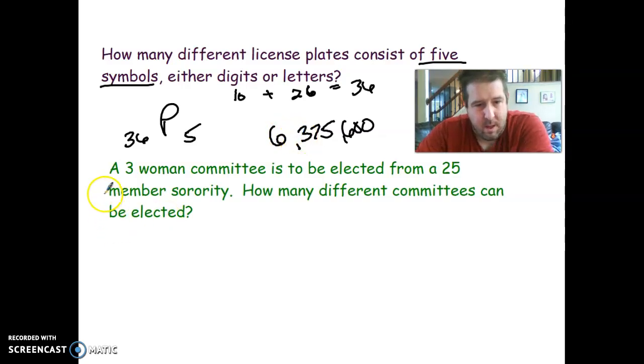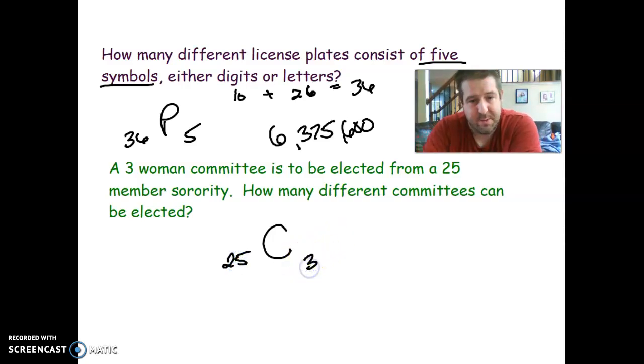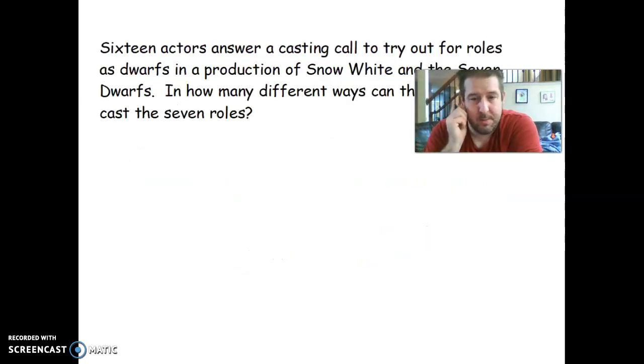larger number. A 3-woman committee is to be elected from a 25-member society. How many different ways can you elect a committee? Well, it doesn't really matter if you're chosen first or last. If you're chosen, you're on the committee. So the order does not matter. Whether or not you get chosen first or second or third doesn't matter. So this is definitely a combination. There's 25 people to choose from, and you're choosing 3 of them. So 25 combination of 3 choices is 2,300 different ways you could choose a committee.